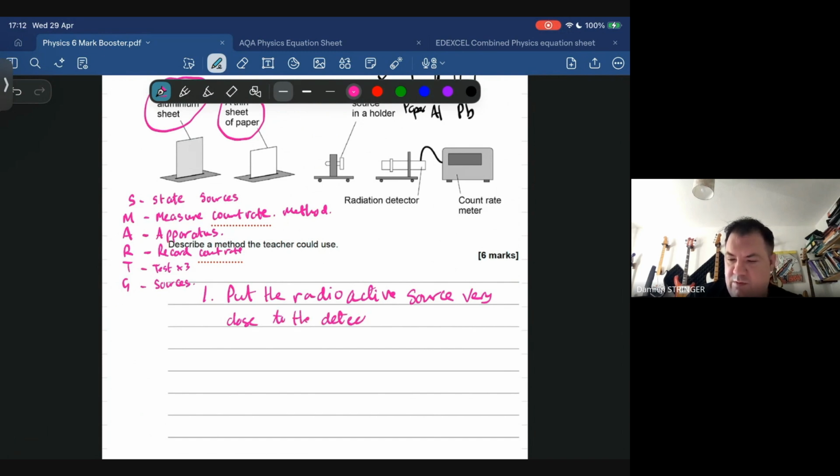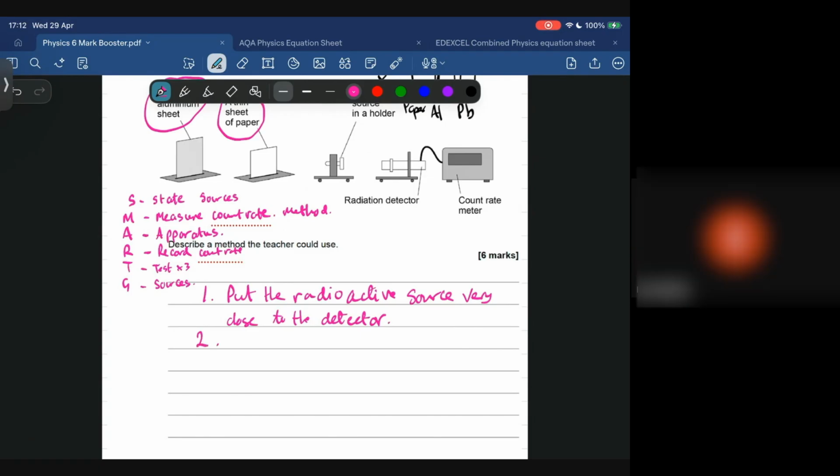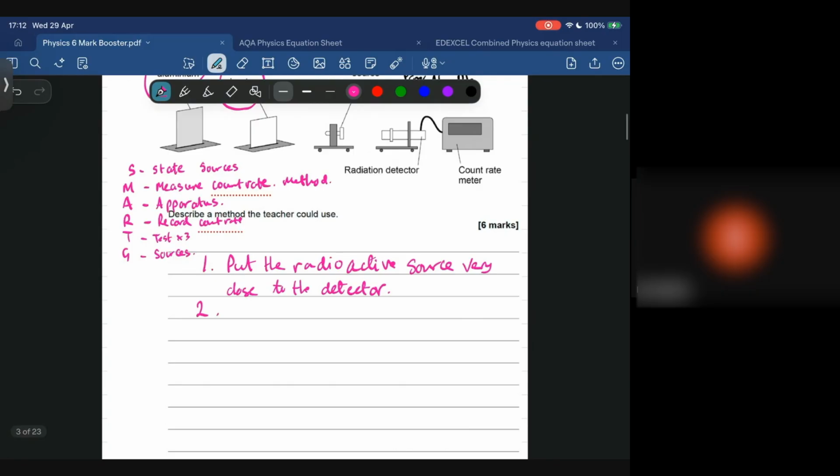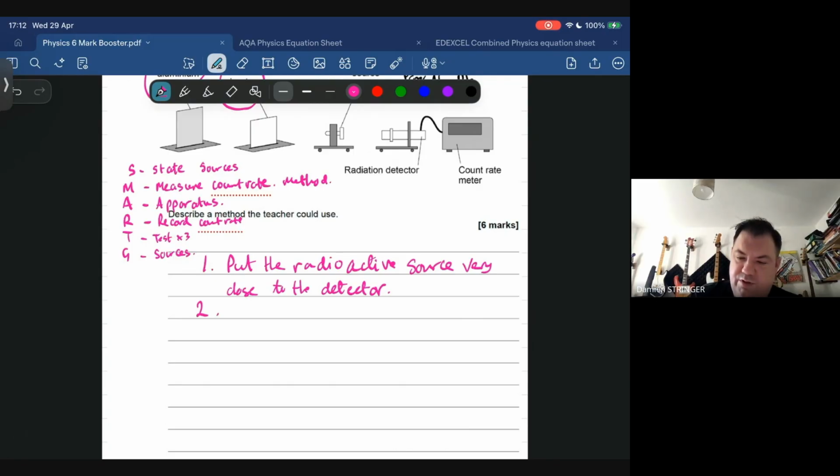And once we've done that, what shall we do now, Louis? Once we've put it really close. Would you measure the count? Yep, so you just note down the reading. So we're going to measure a reading. So note down the count reading. Now, are we going to do it after 1 second, 10 seconds?